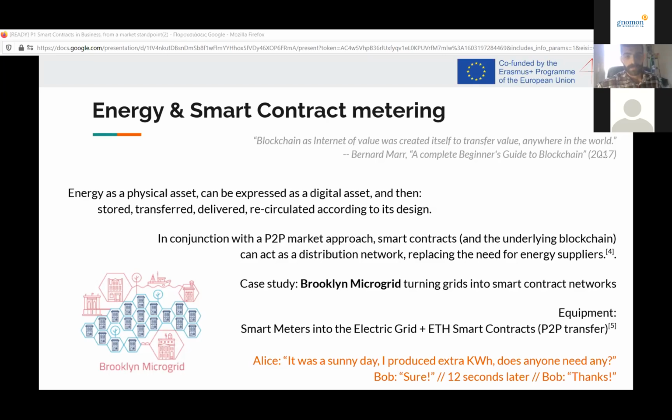An important use case of this topic was the Brooklyn microgrid project in the US, where with the use of smart meters in the electric grid and with simple but efficient Ethereum smart contracts, they succeeded in creating a peer-to-peer market of energy, with faster, cheaper, transparent transactions, of course, in a secured environment. In simple words, if Alice has some spare batteries, as an individual peer player, she just asks Bob if he needs some energy, and through this distributional network, she can transfer this specific amount.